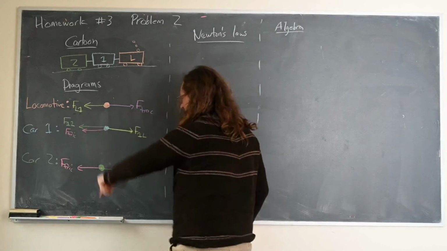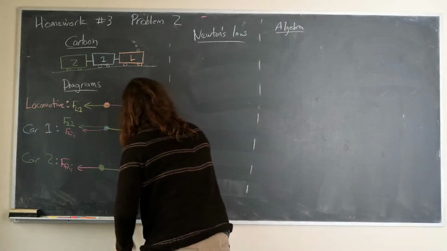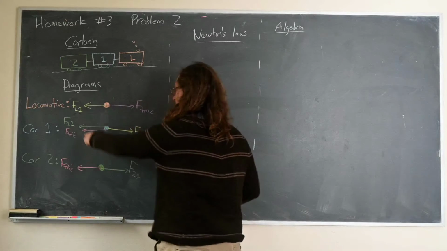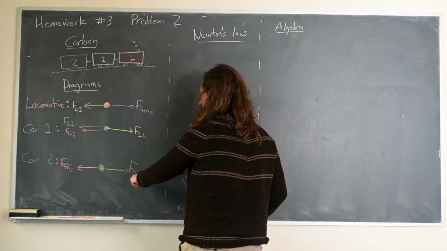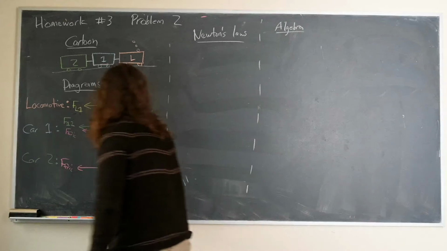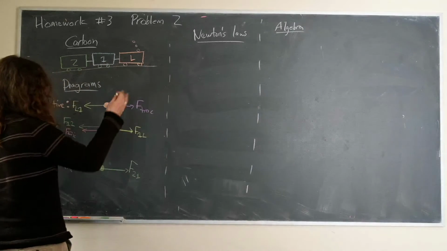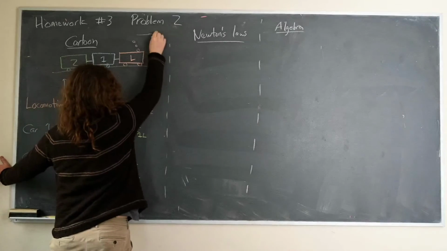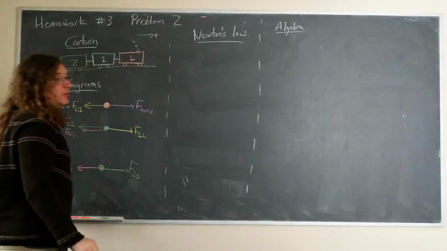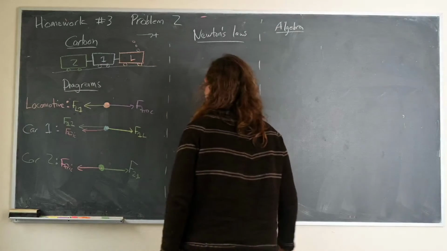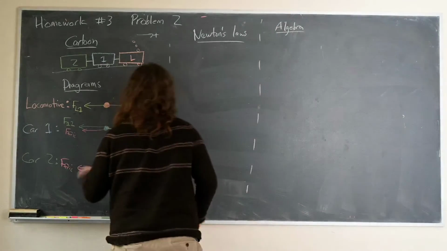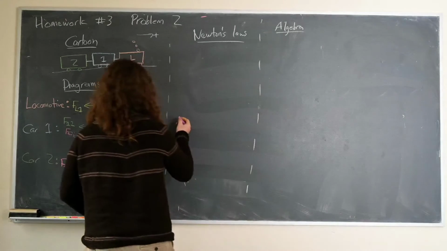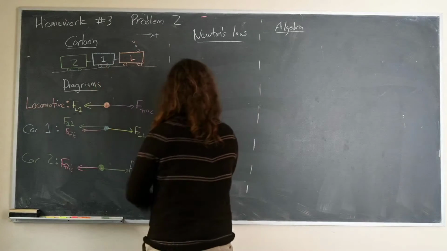Notice I've kind of given you a bit of a spoiler. I have color-coded the forces that are Newton's third law pairs. The force on car 1 from car 2 is the same as the force on car 2 from car 1. I also need to choose a coordinate system. I'll choose the one that you probably all picked, where to the right is positive. So now I'm just going to read off of these my equations.